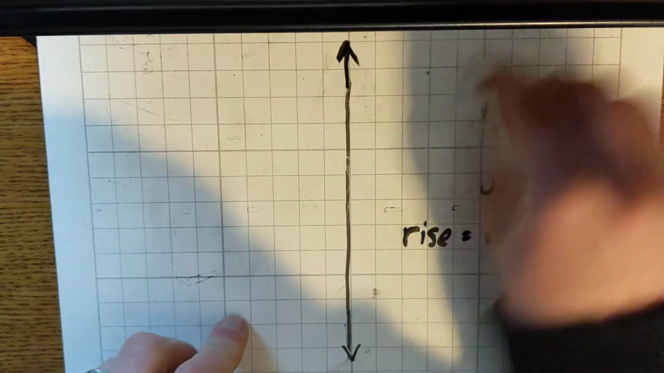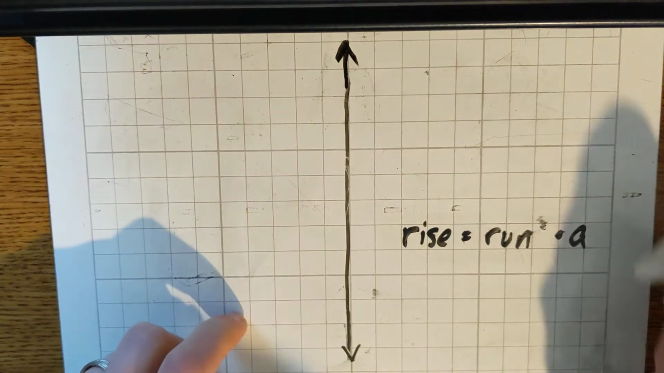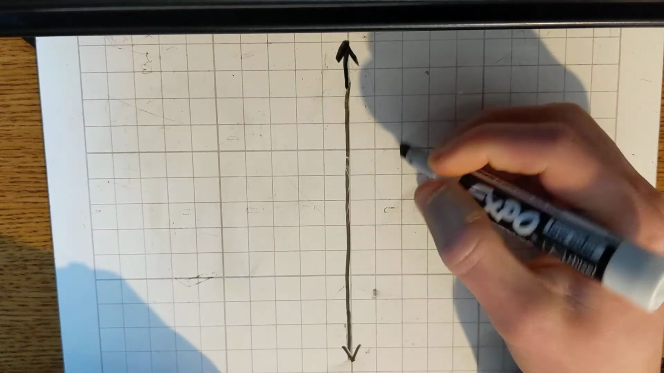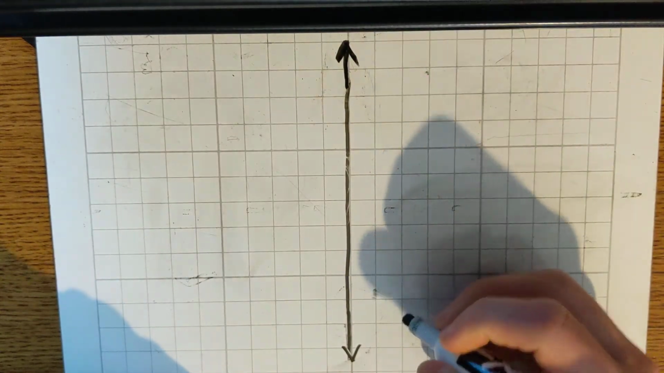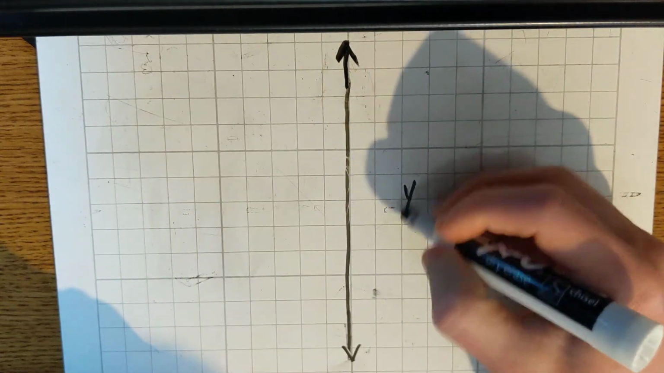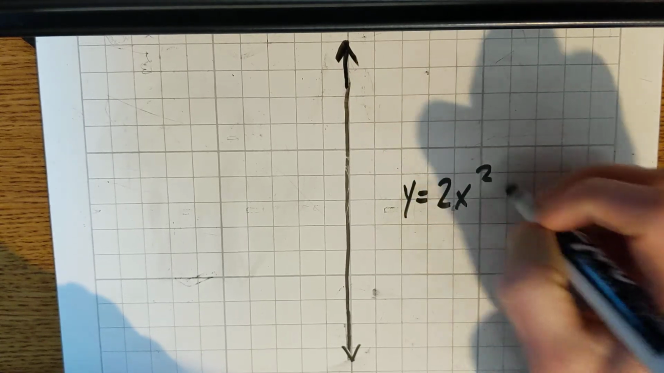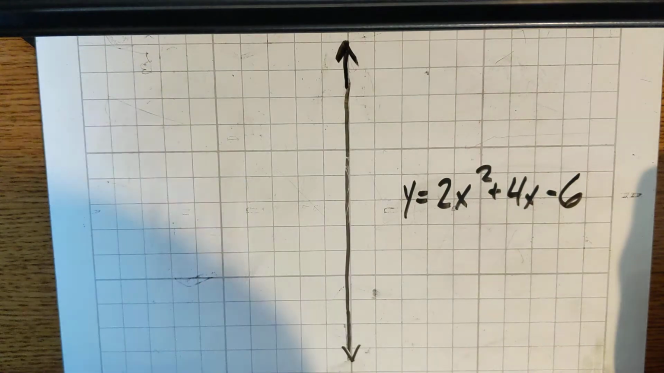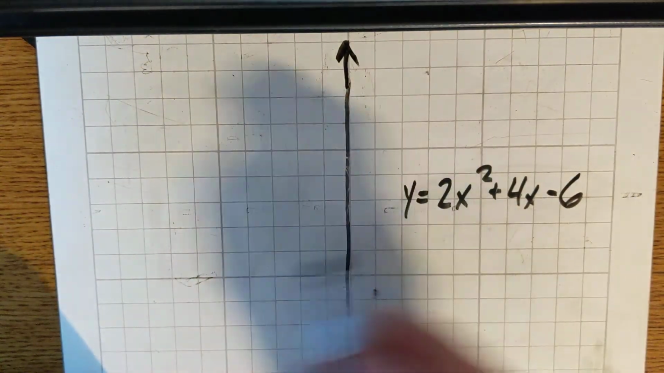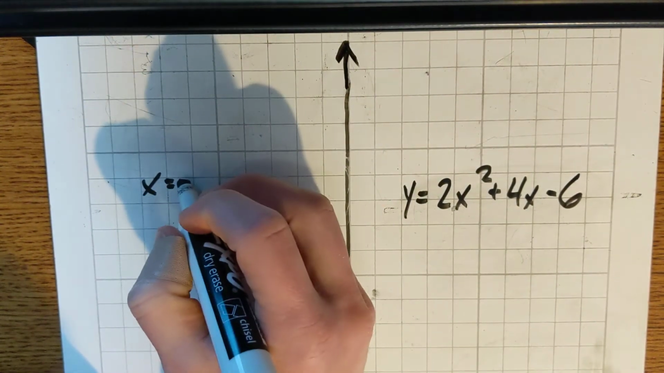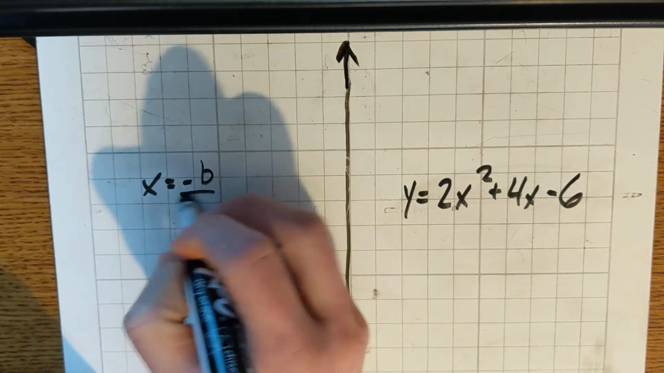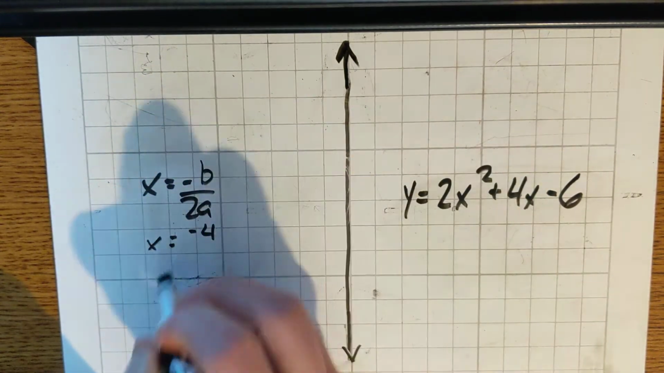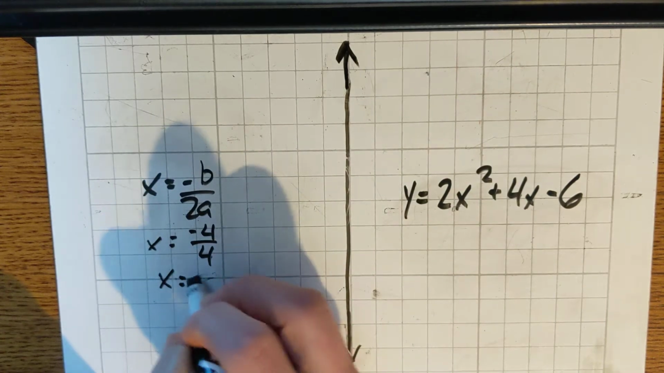So I'm going to use the first problem from our work yesterday. That was the equation y equals 2x squared plus 4x minus 6. We're going to start by finding the vertex just like before. For the axis of symmetry, x is equal to negative b over 2a. So it would be negative 4 over 2 times 2, which is 4. So x equals negative 1.